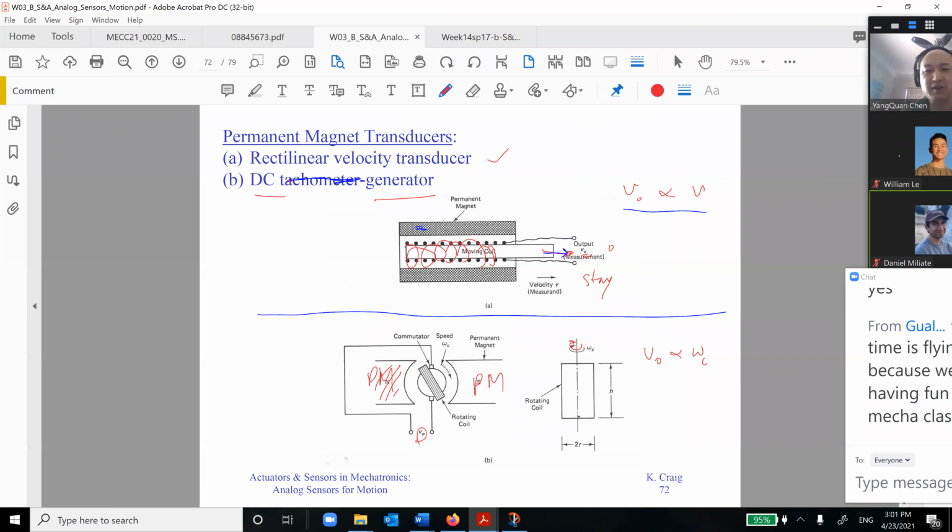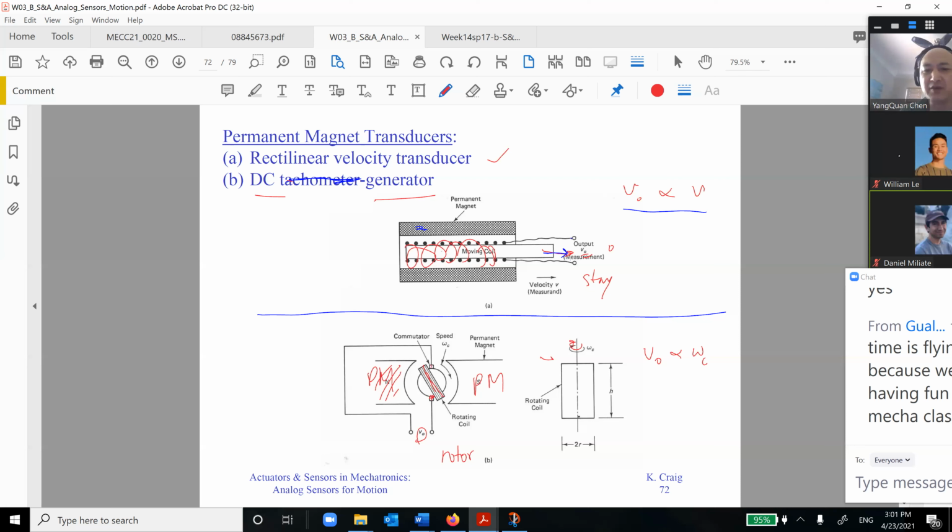Then in the middle, you have an armature, which is a rotor. The rotor is connected to the shaft whose speed you want to measure. These are the coils, rectangular coils like this. When you turn this way, you cut the flux, and you generate voltage. But there is a commutator here.